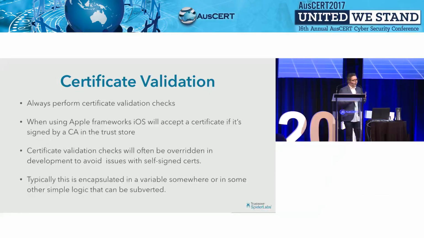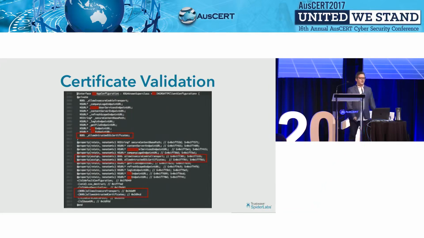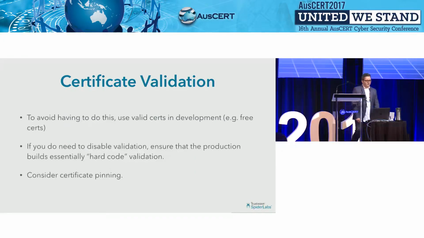Typically, this is encapsulated in a variable somewhere or some other simple logic, which, as we've seen before, can easily be subverted. This is again in a mobile banking app from one of the big four banks. You can see there what I've highlighted is that allow untrusted certificates is a yes or no flag, right? So you can easily bypass that. And even the methods that check for it, allows insecure transport or untrusted certificate, again as a yes/no check, right? So very easy to patch out.